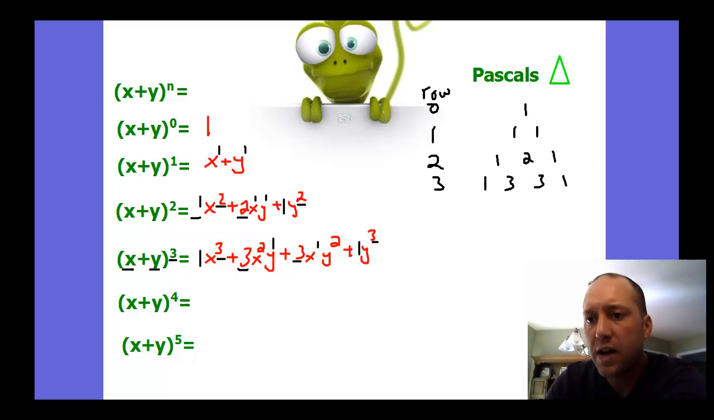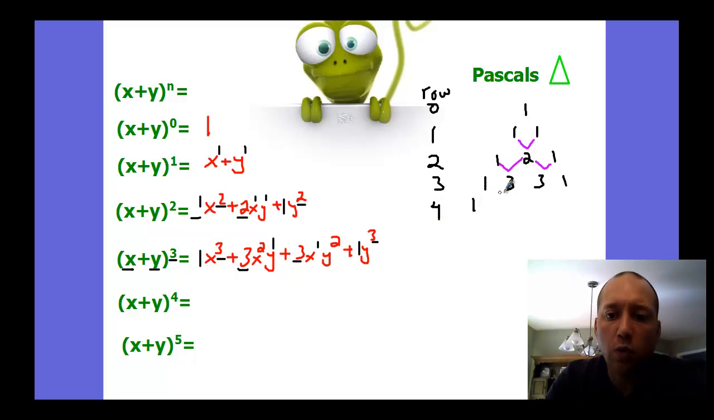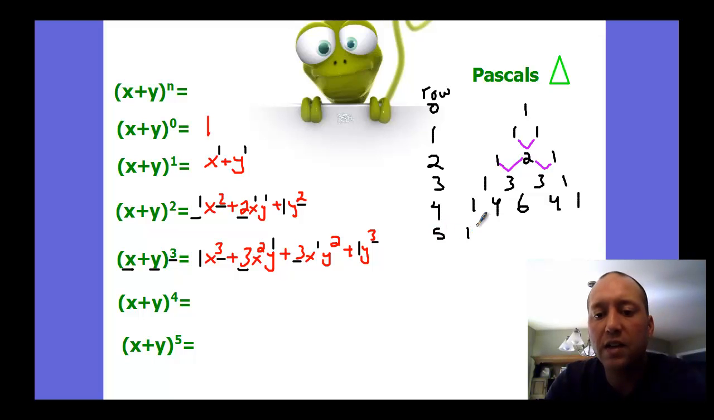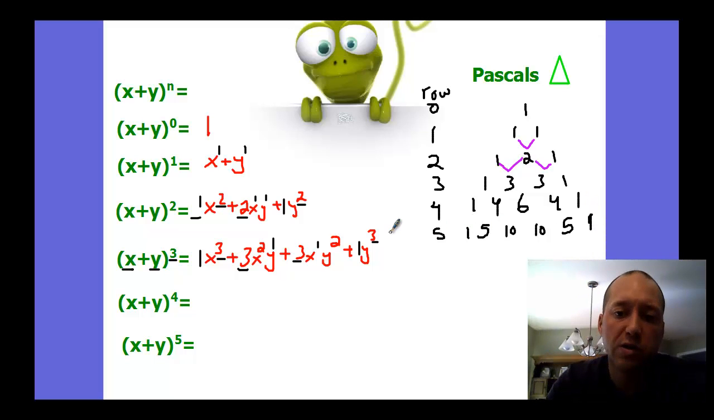So how am I finding that? I'm adding the two numbers to get the new middle one, the number between them. The 2 and the 1 is 3, and the outsides are always 1s. And so we continue that pattern for row 4. It's going to be 1, and then 1 plus 3 is 4, 3 plus 3 is 6, 3 plus 1 is 4, and then 1. And so you can create Pascal's triangle to help us find these numbers, which end up being the coefficients for our expansions in our binomial theorem, our binomial powers.